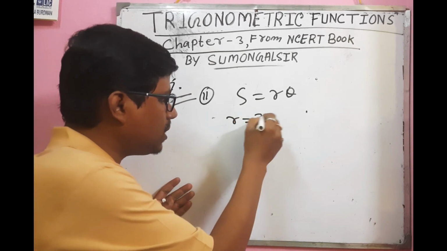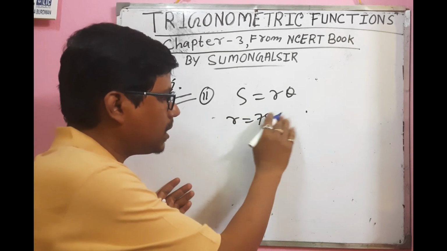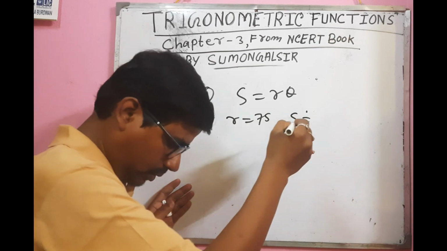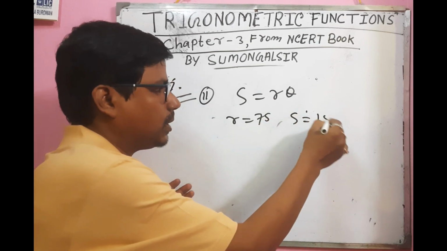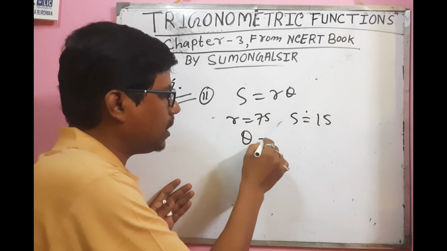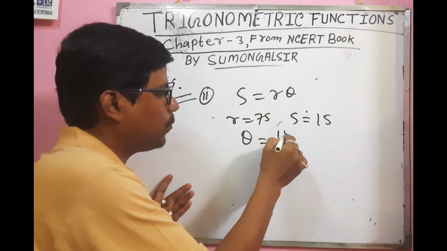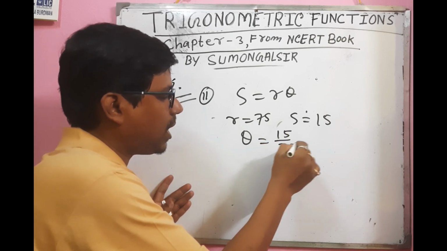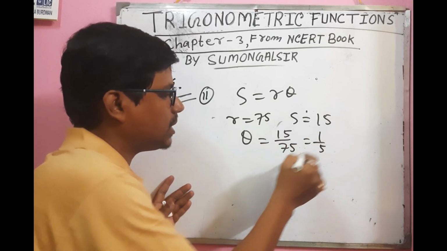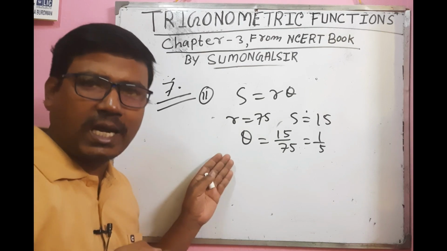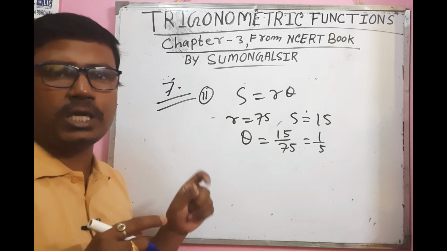r is equal to 75 and s is equal to 15. So theta will be 15 by 75, so 1 by 5 is there. So this is the completion of the second. Now we move to the final discussion of the day.